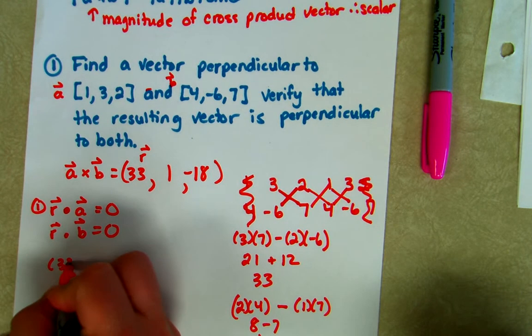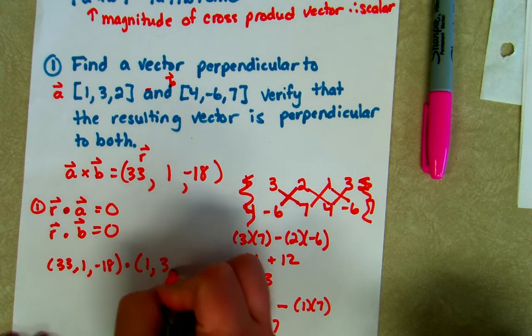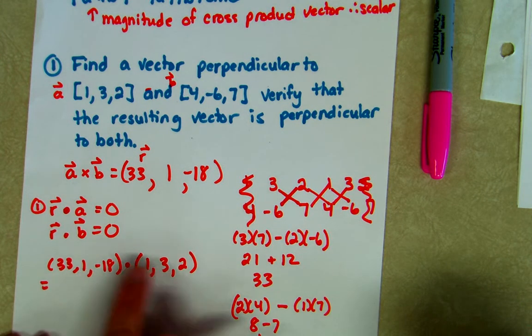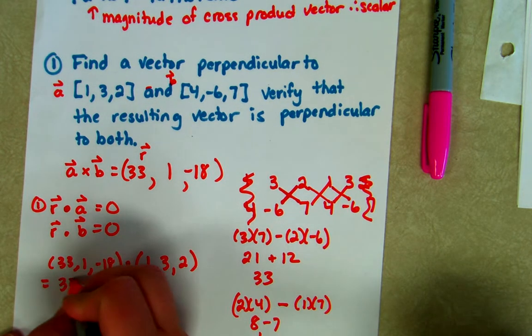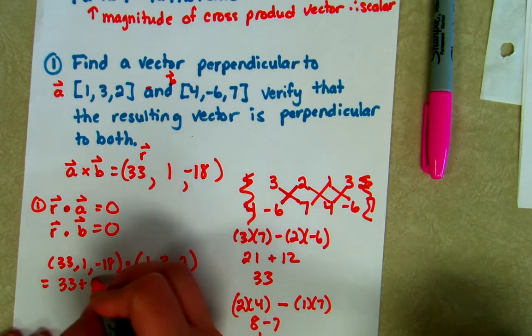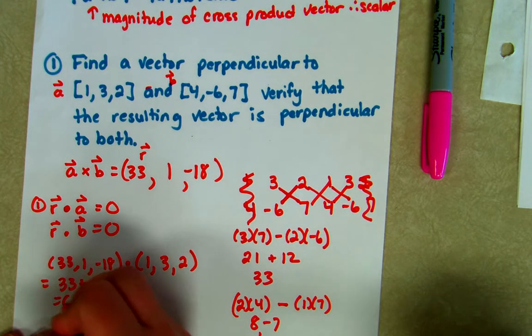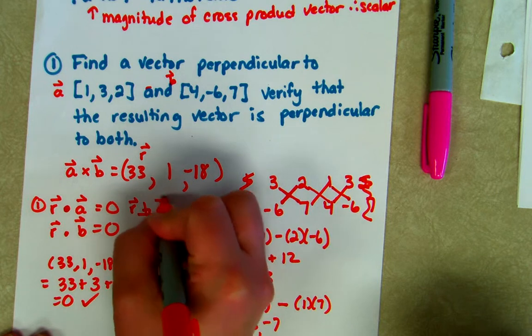I'm going to do 33, 1, negative 18, and I'm going to dot it with 1, 3, 2. I'm going to use the trick for dot product that puts the coordinates together. So 33 times 1 is 33, plus 1 times 3 is 3, plus negative 18 times 2 is negative 36, which gives me 0, and that means R is perpendicular to A.